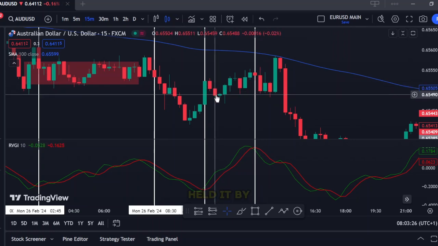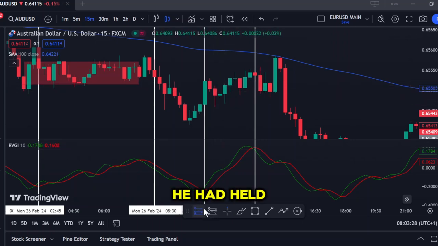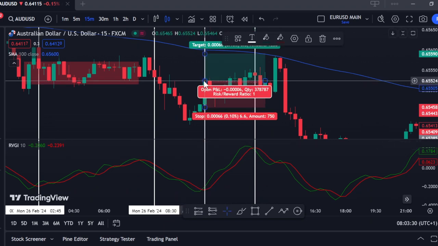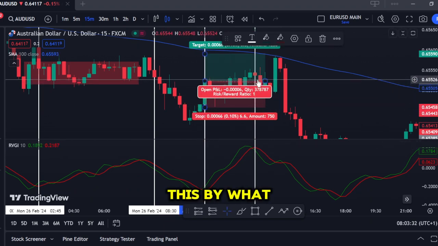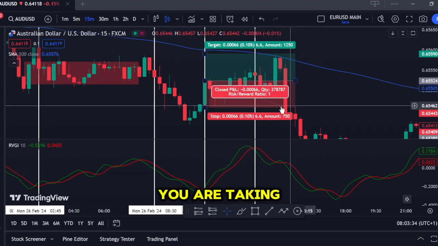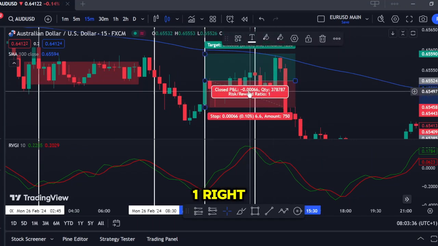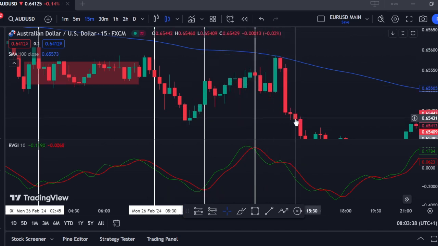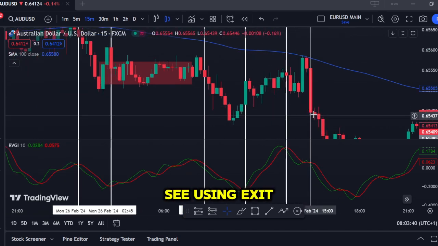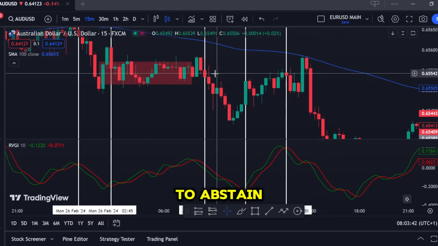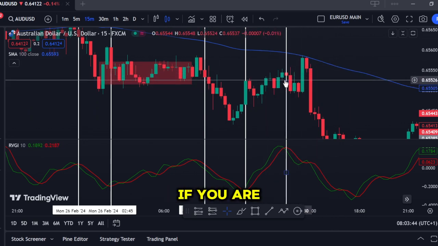Now you can see, if you had held the buy from right here, what will happen to your stop loss? You would have taken a -1, right? And that was how you would have lost on that particular trade. But you can see using exit indicators, you were able to abstain or stay out of this particular loss if you were trying to buy.